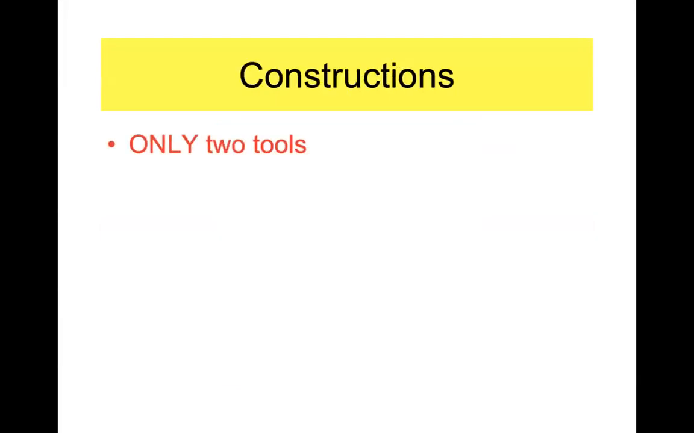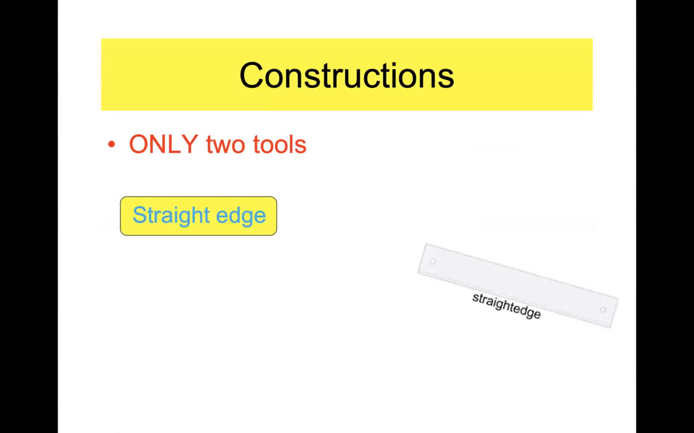There's only 2 tools used in constructions. I've talked about this before. The first one is a straight edge. A straight edge, well, it kind of looks like a ruler, but it could be anything that allows you to draw a segment, line, ray. It has to be straight, though. I don't need any markings on it, but you can certainly use a ruler if you choose to. You're going to see me today, I use a protractor for my straight edge.